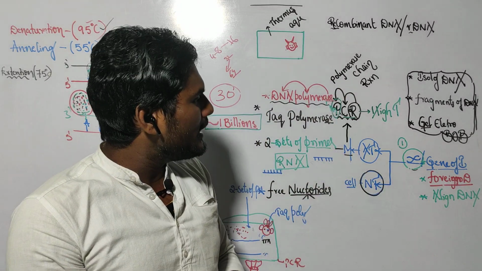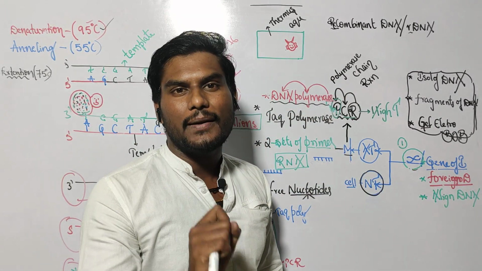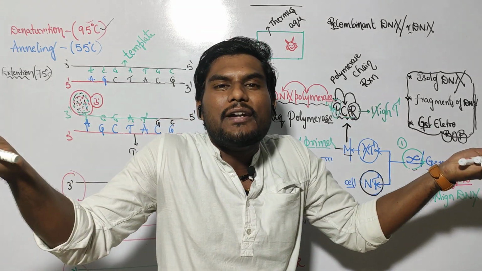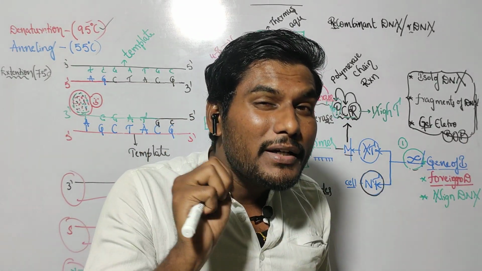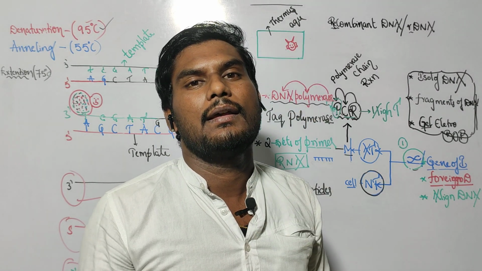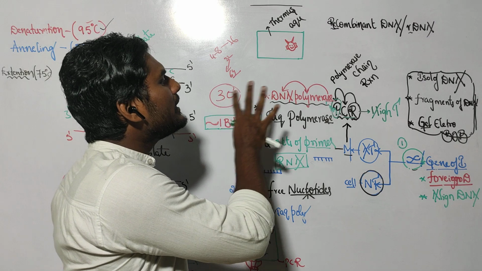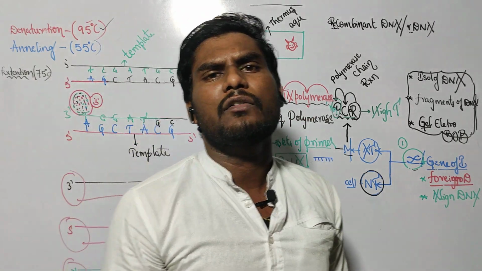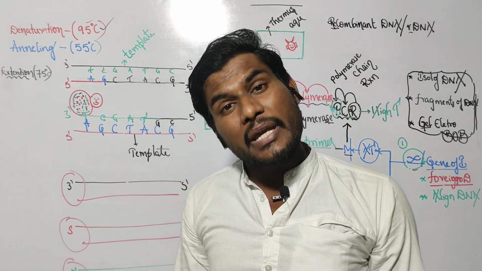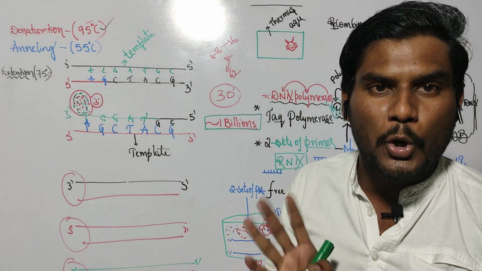Initially we have how many gene of interest? Only 1. When we do this PCR technique, how many gene of interest did we get? 1 billion, not million, for approximately how many cycles? 30 cycles. This is a very important question in NEET, CET, and as well as for the PUC examination.